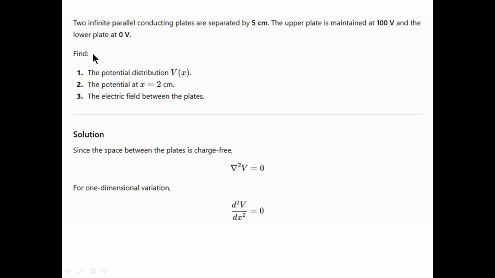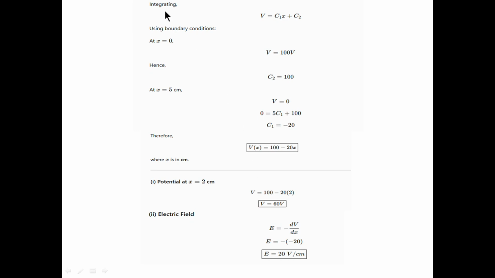We have to find the potential distribution V(x), the potential at x equal to 2 centimeter, and the electric field between the plates. Since the space between the plates is charge free, we have the Laplace equation del square V is equal to 0. For one dimensional variation, we have d square V upon dx square is equal to 0. When we integrate, we get the potential V is equal to C1x plus C2.